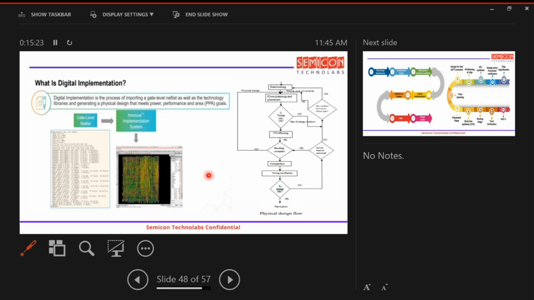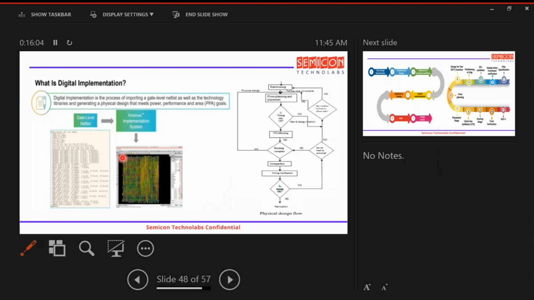Now, what is digital implementation, or physical design? Digital implementation is the process of importing a gate level netlist as well as the technology libraries coming from the foundry and generating a physical design that meets PPA, power, performance, and area goals. As you can see here, this is how the netlist looks, and it has to be mapped into layout. We'll go through live EDA tools demonstrations for Synopsys and Cadence. We have put a snippet here showing how the netlist looks once it is mapped into layout. You will end up seeing the cells and routes.